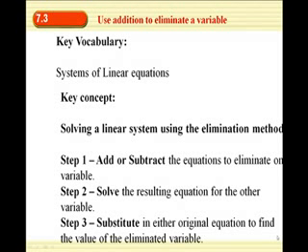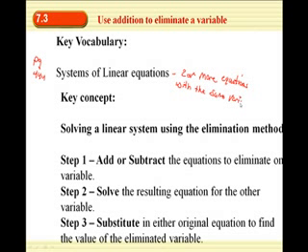All right, Algebra 1, this is 7.3 in your book, page 444. This is my favorite way to solve linear systems. Okay, so systems of linear equations: two or more equations with the same variables.